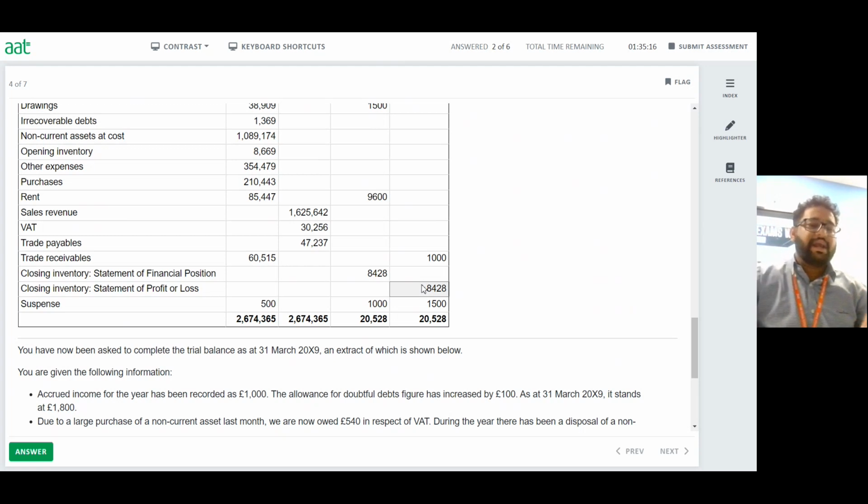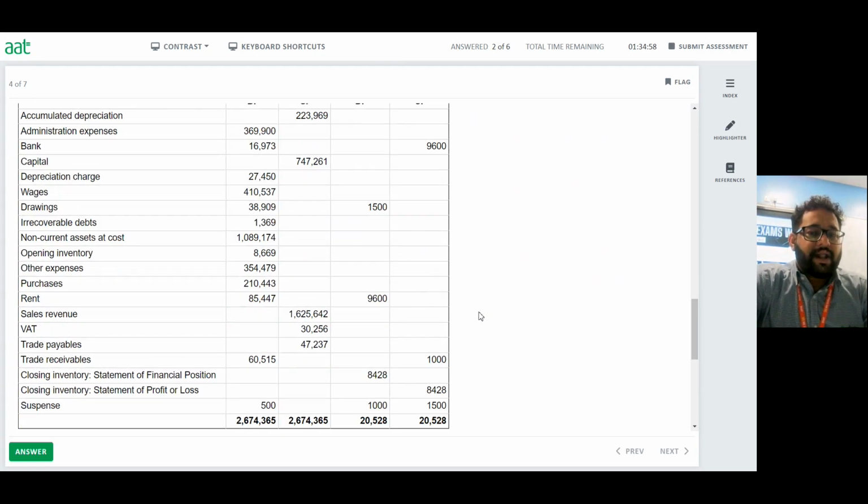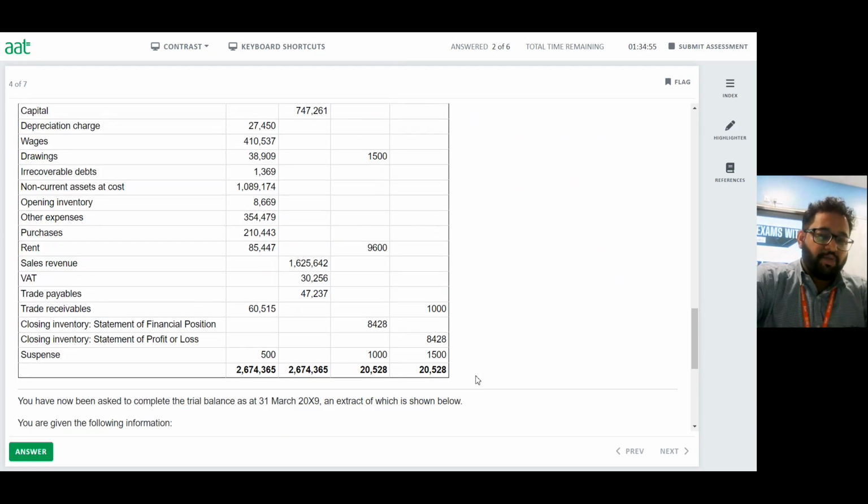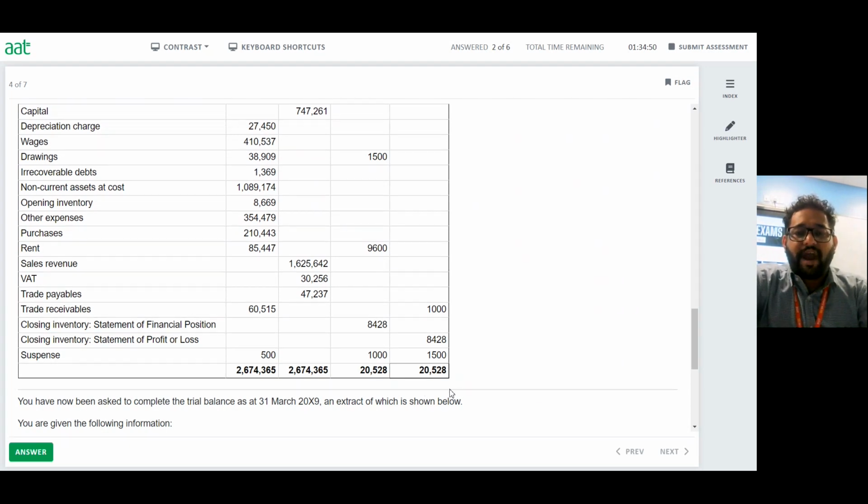This is basically forming a calculation of the cost of sales. On your cost of sales, you add your opening inventory with your purchases, but you take away your closing inventory. Therefore, in my statement of profit and loss, this has to go onto the credit side on the extended trial balance. So we've done all the adjustments required, and that is 8 marks for that one. And let's move on. You see that both adjustments are totaling up to £20,528. That means we have completed everything appropriately.